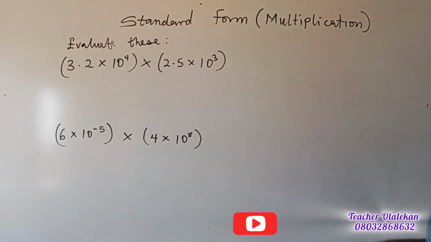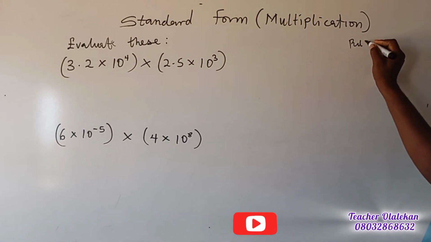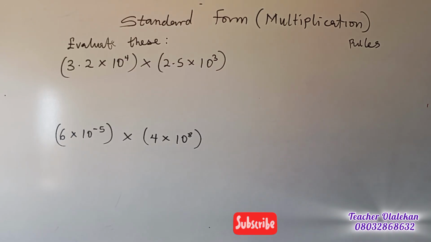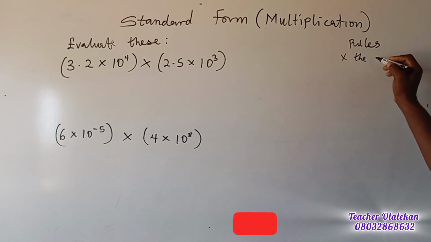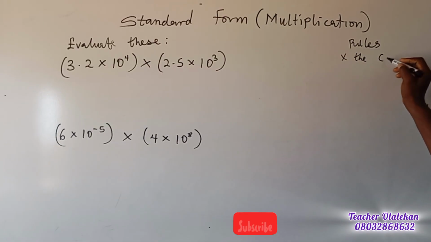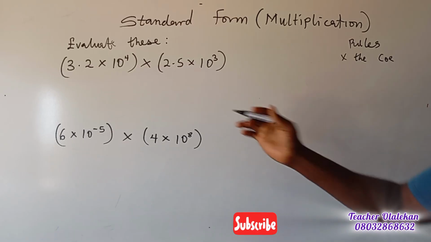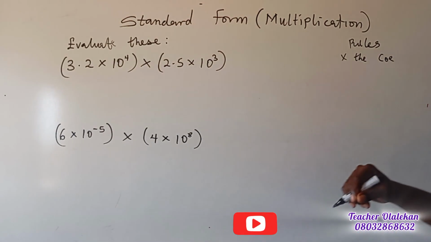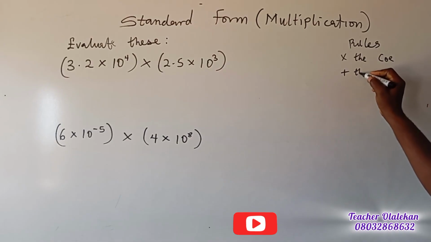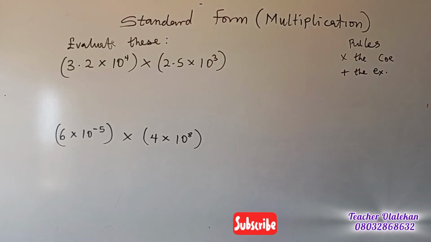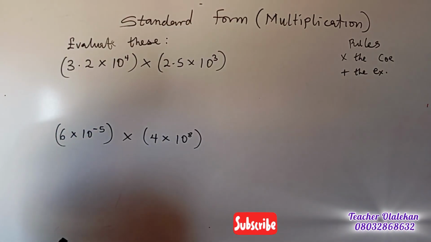So how do we multiply standard form? First, let's have the rules that we need to follow. First, multiply the coefficient. Since in indices, whenever you multiply, you add the exponent, you add the exponent. Those are the two rules that we are applying to multiply standard form.